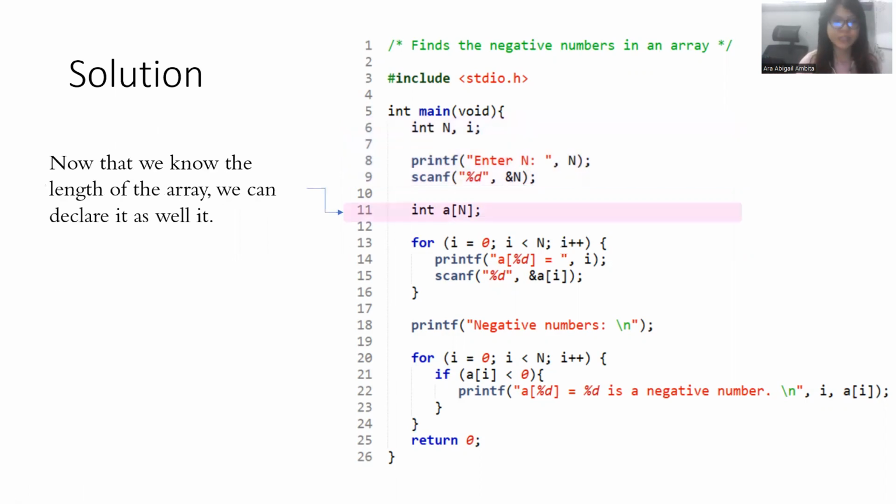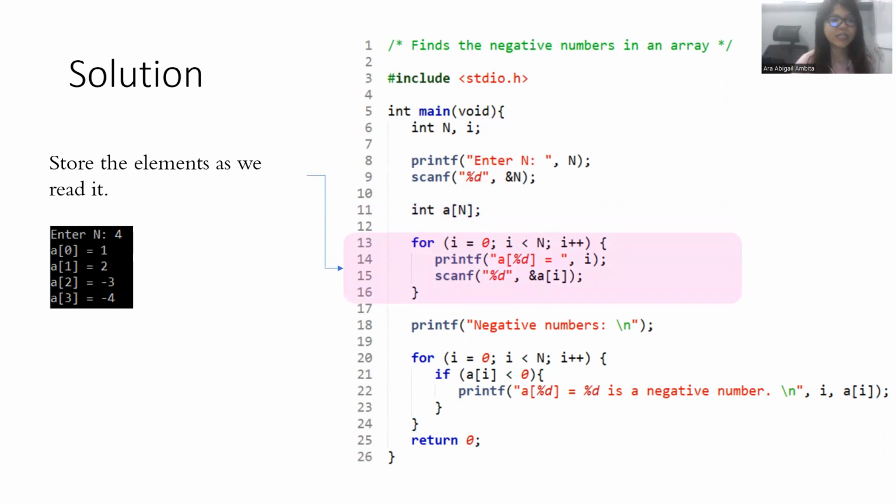Now, we can proceed to declaring the array. We now know the length of the array, okay? So we declare an array A with an integer type and a length n, which was specified by the user. Now, we will be storing the elements as we read them. So let's say we entered 1, the first number, which will be stored to A of 0.